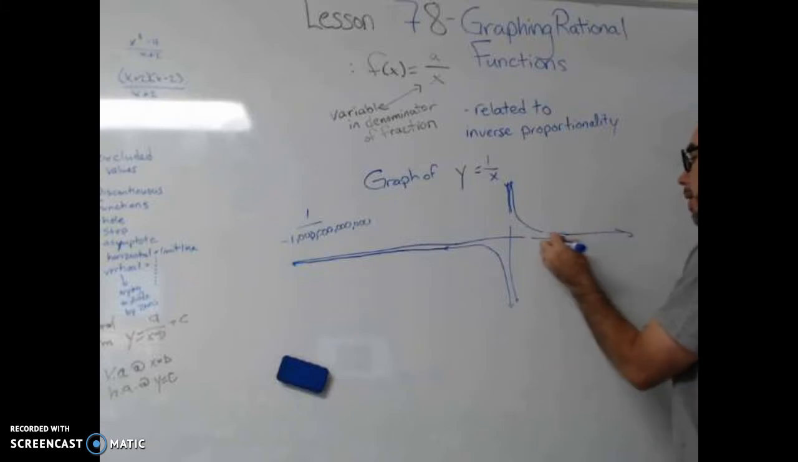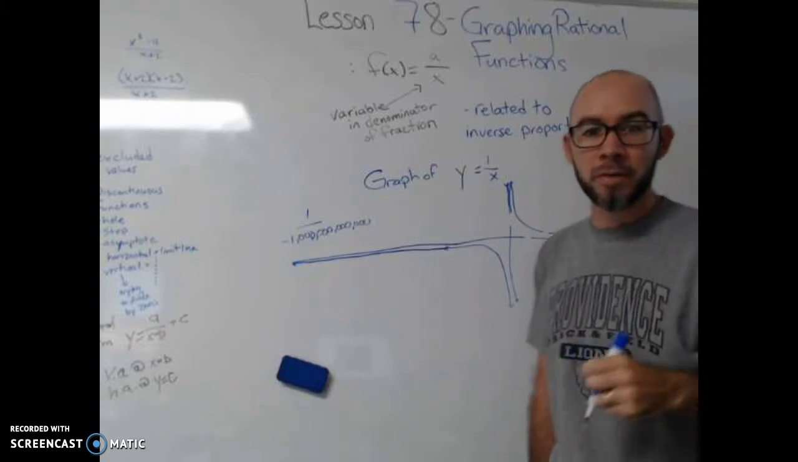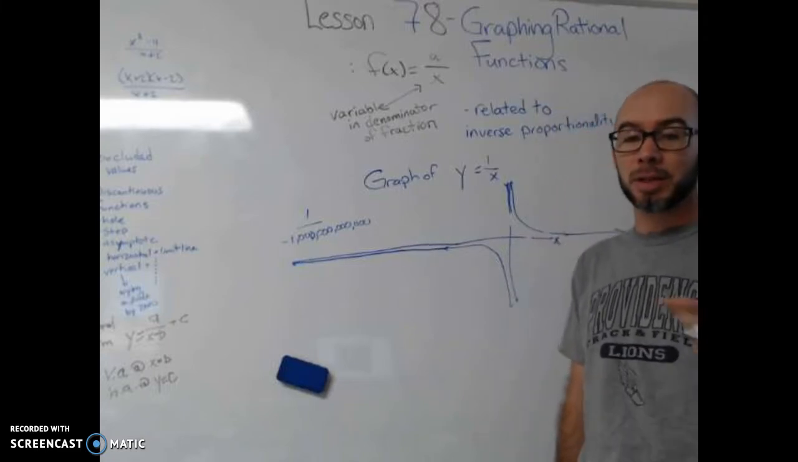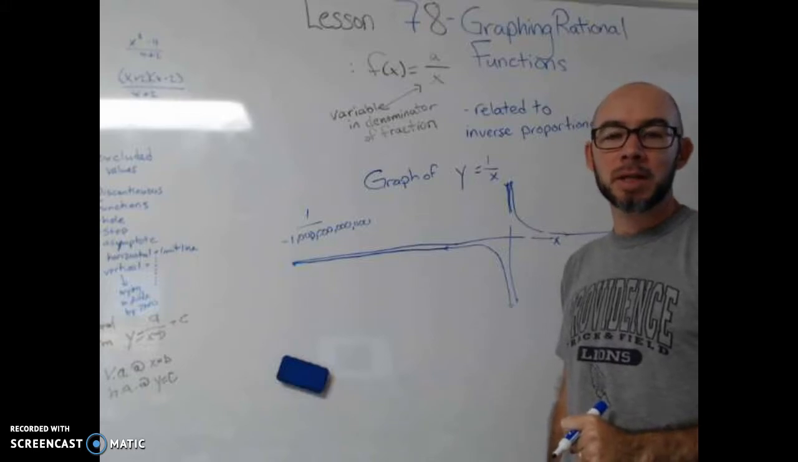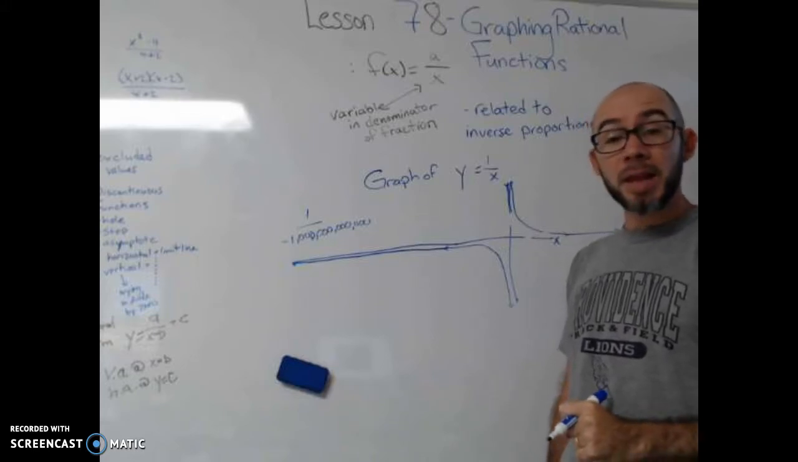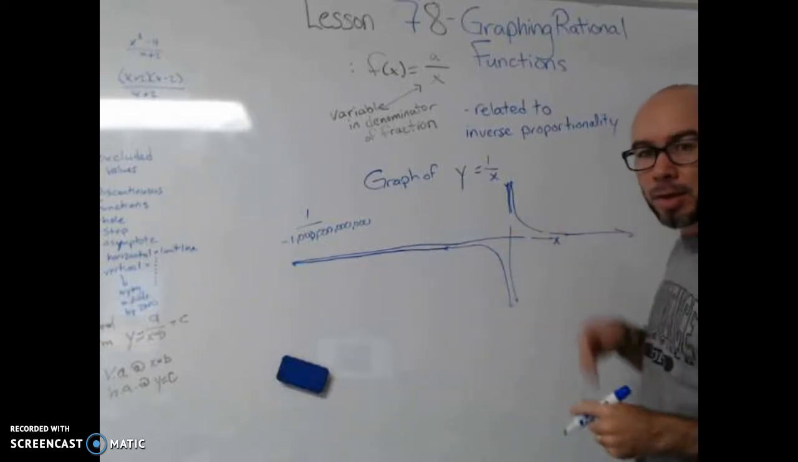Same thing over here. No matter how big your value for x is, this thing will never be 0, because you're always dividing 1 by something. Even if it's an extremely large number and that gives you an extremely small fraction, it will never get to 0.